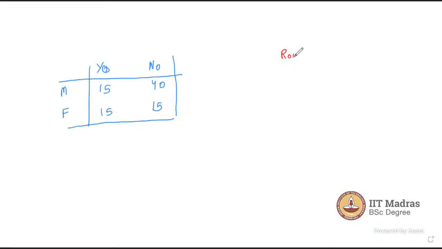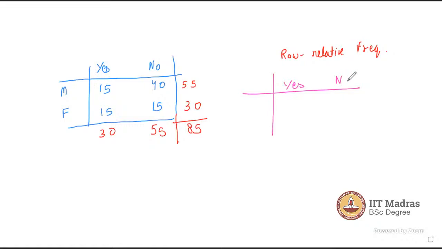I'm going by row relative frequency. You can try by column relative as well; it's up to you. For row relative frequency, the sum of the first row is 55, the second is 30, the first column sum is 30, the other is 55, and the grand total is 85. Row relative frequency is the row frequency divided by the row total. So the first would be 15 divided by 55, then 40 divided by 55, then 15 divided by 30 and 15 divided by 30. For the total, it would be 30 over 85 and 55 over 85.